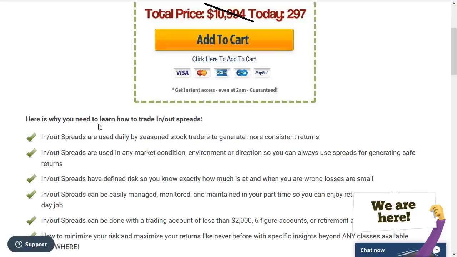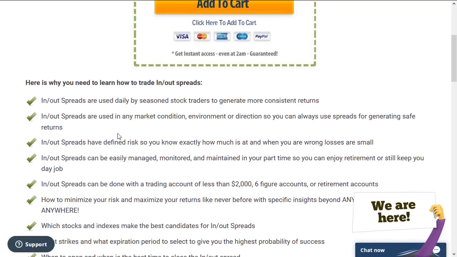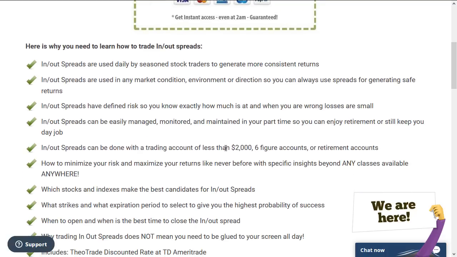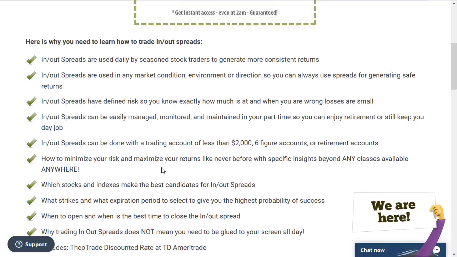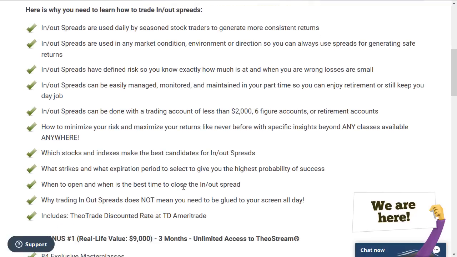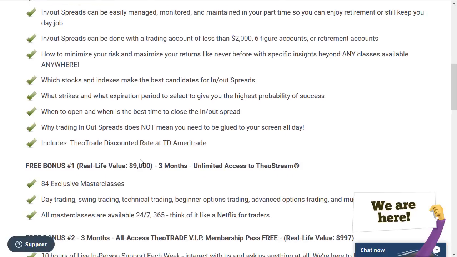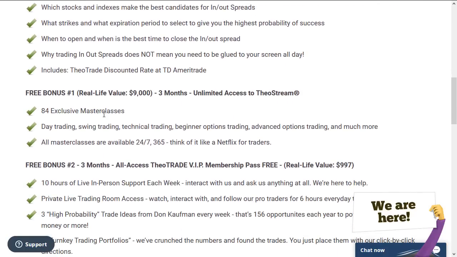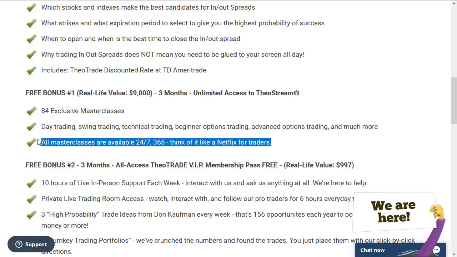Here's why you need to learn these things, as we went through some of the checklists. That's what this course is about. It's about going in there and defining risk, learning that in any market condition you're going to have a checklist to go through, learning all the variables, whether you have a $2,000 account, a six-figure account, or a retirement account, how to minimize risk and maximize returns, when to open, when to close, and why trading in-out spreads doesn't mean you have to be glued to your screen all day.